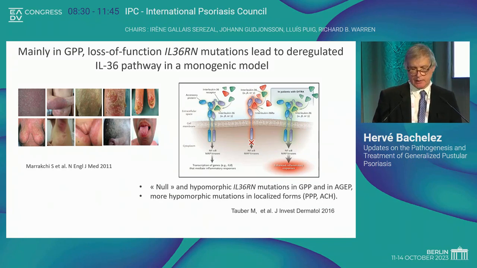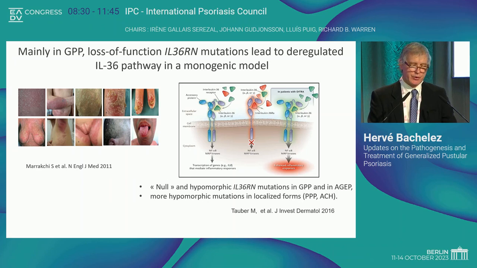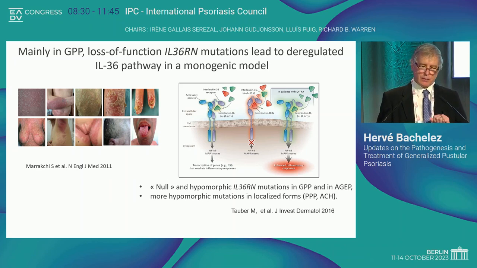Twelve years back, two groups, followed by others, unraveled the presence of mutations in a gene encoding the IL-36 receptor antagonist belonging to the IL-1 family. The gene is called IL-36RN, and when there are loss of function mutations, essentially in a homozygous or compound heterozygous setting, it leads to these GPP attacks.